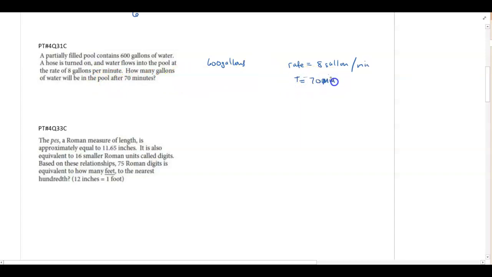So right away, you started with 600 gallons, right? But then you have to add the amount of water that was filled. So if I take 8 gallons per minute and multiply it by the number of minutes, that gives me 560 additional gallons. So if I take the 600 and add the 560, that means there will now be 1,160 gallons in the pool.